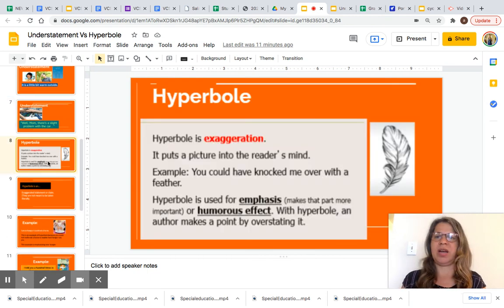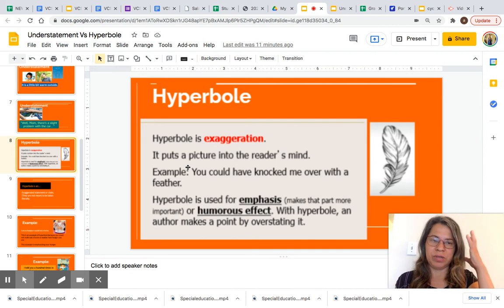Now that you learned about understatements, we are going to learn about hyperbole. Are you ready? Hyperbole is exaggeration. It puts a picture into the reader's mind. Example, you could have knocked me over with a feather. Actually, in reality, you cannot knock someone over with a feather, but this person is exaggerating. Hyperbole is used for emphasis, to make that part more important, or for humorous effect.